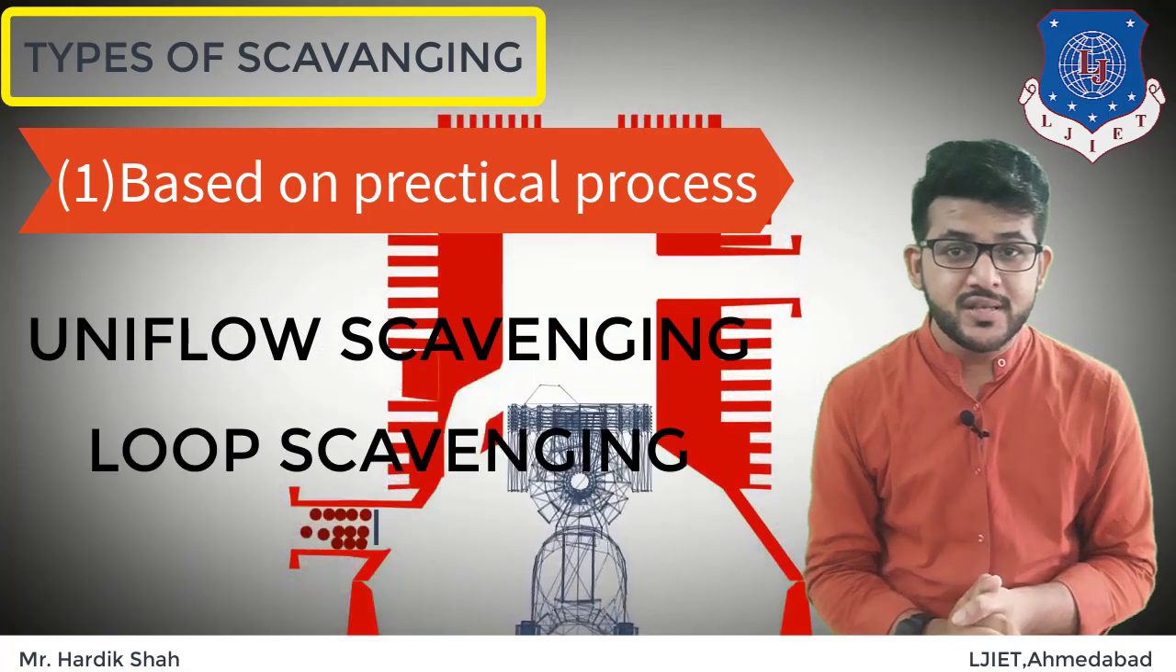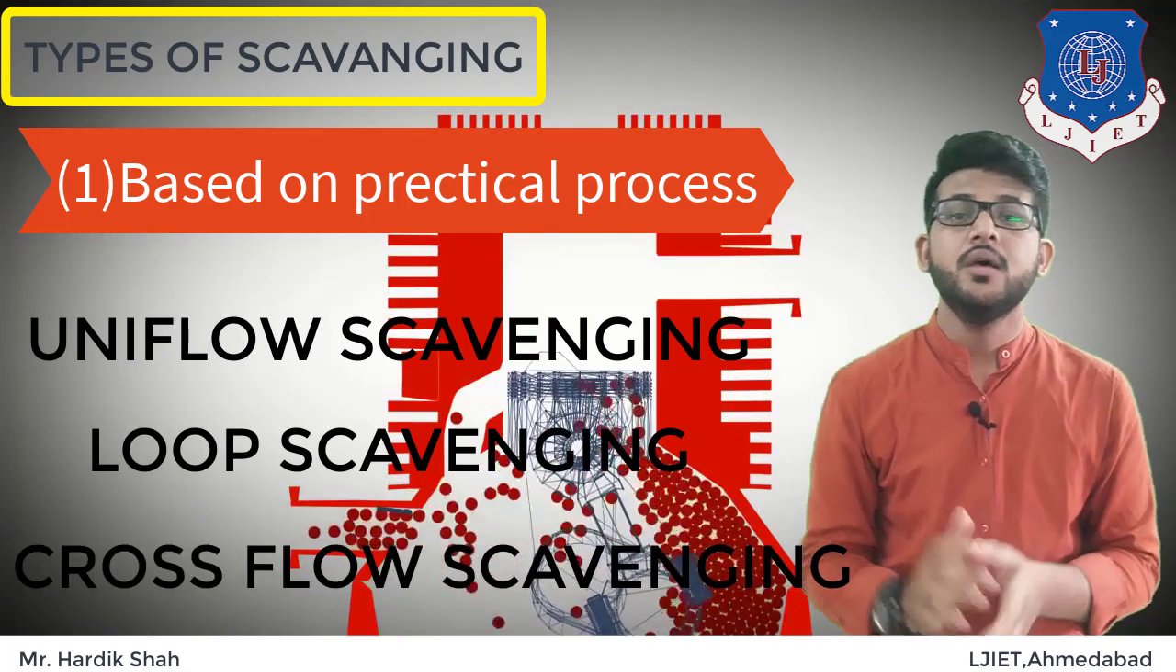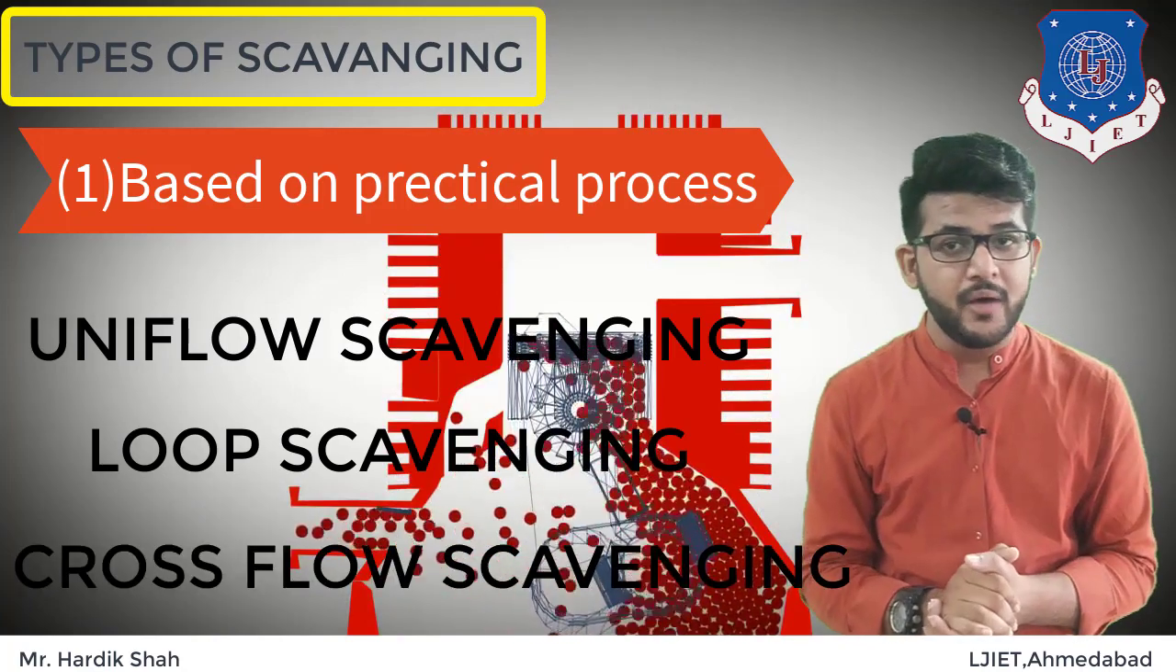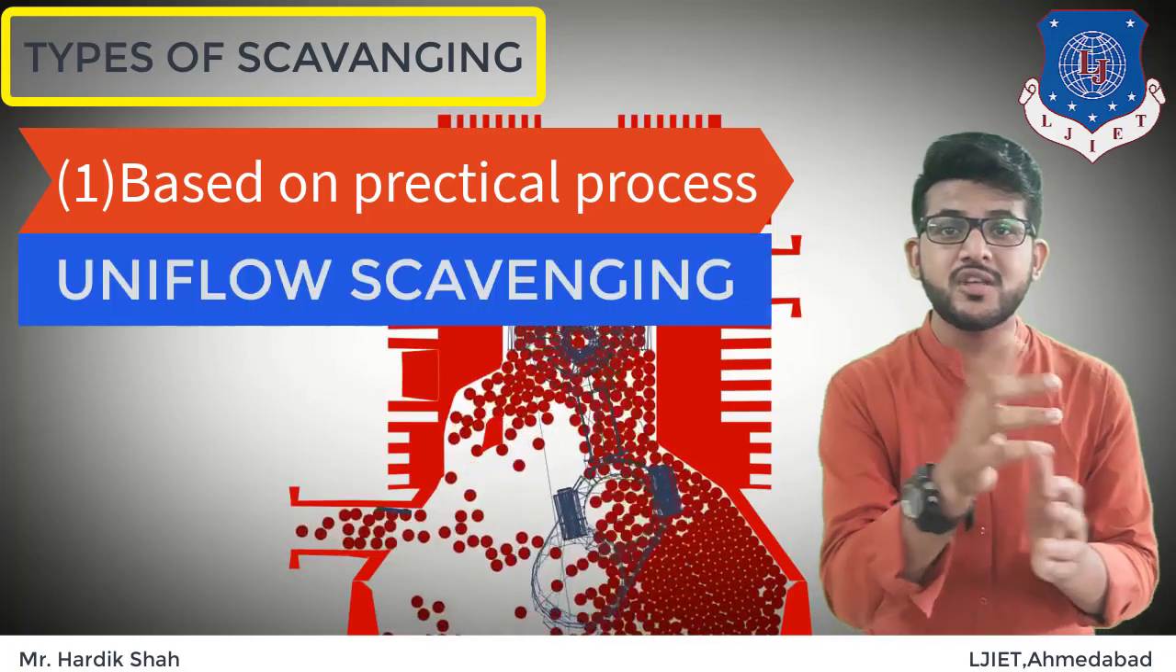Second is loop scavenging, and third one is cross flow scavenging. Okay, so let's see all of them one by one. So first one is uniflow scavenging process or uniflow scavenging method.